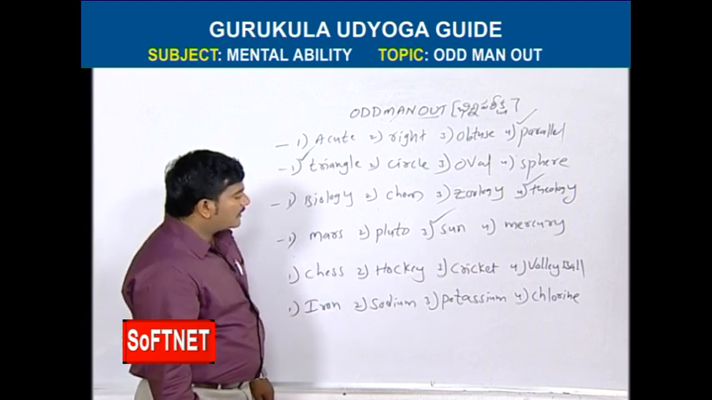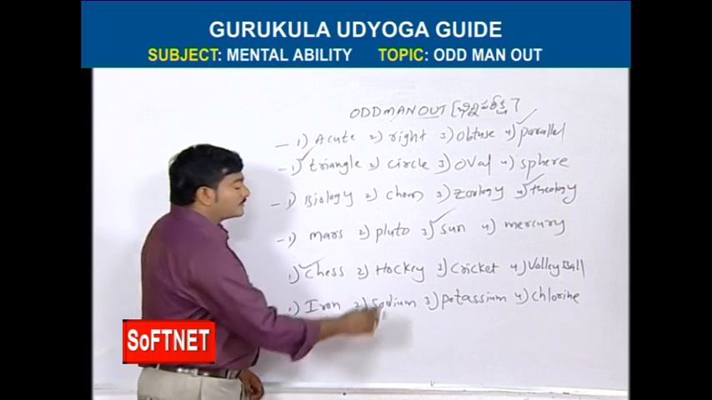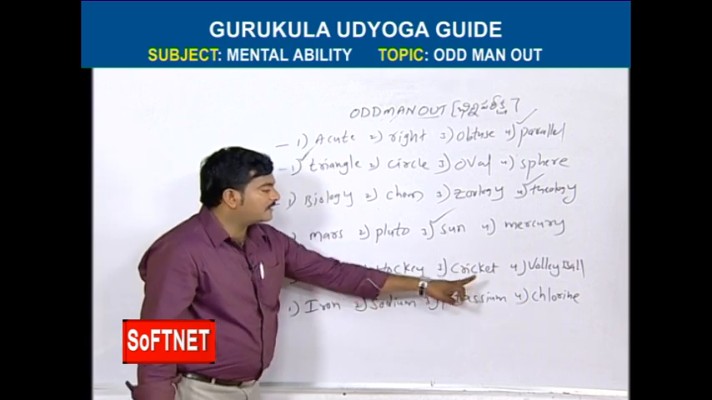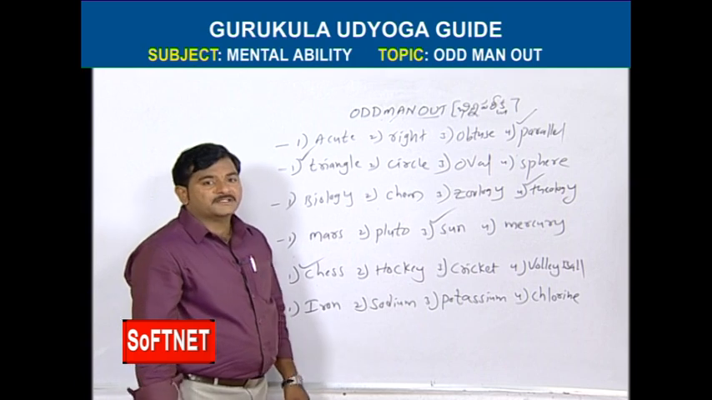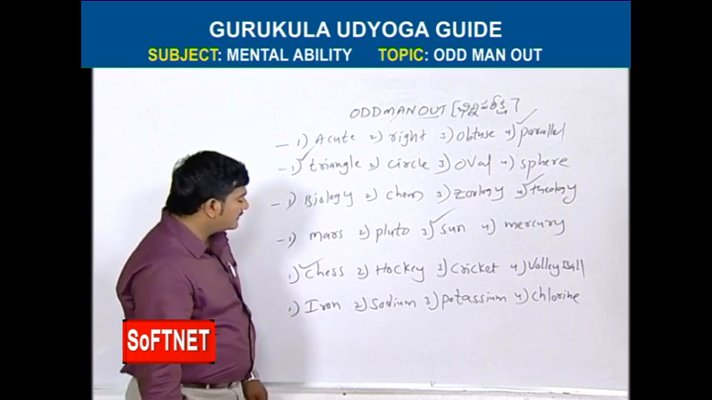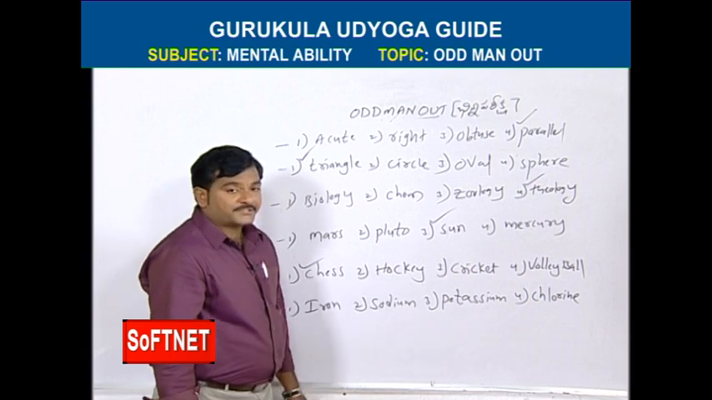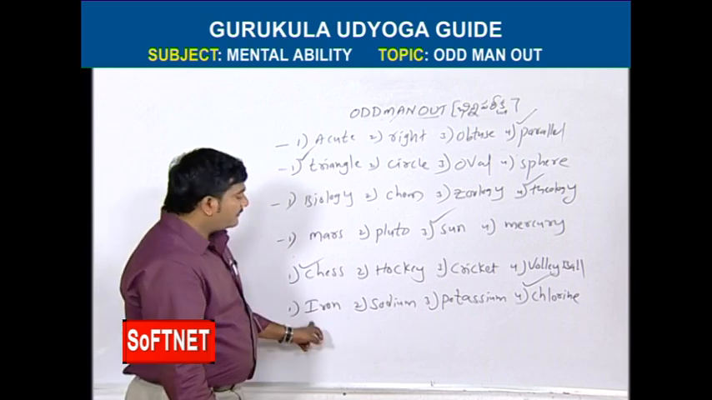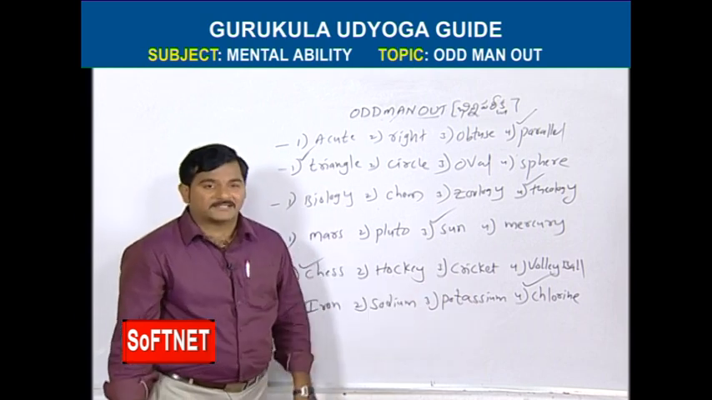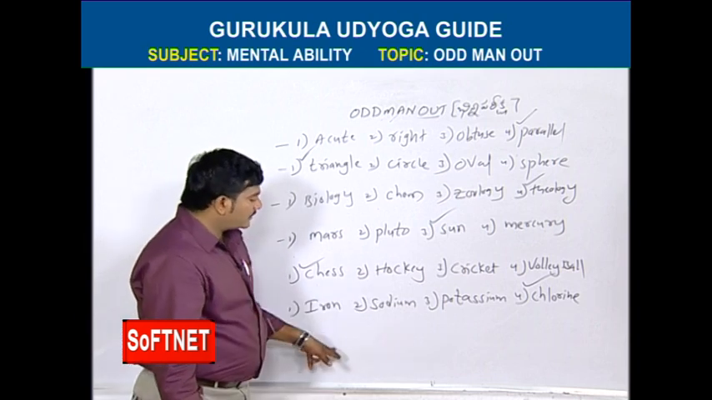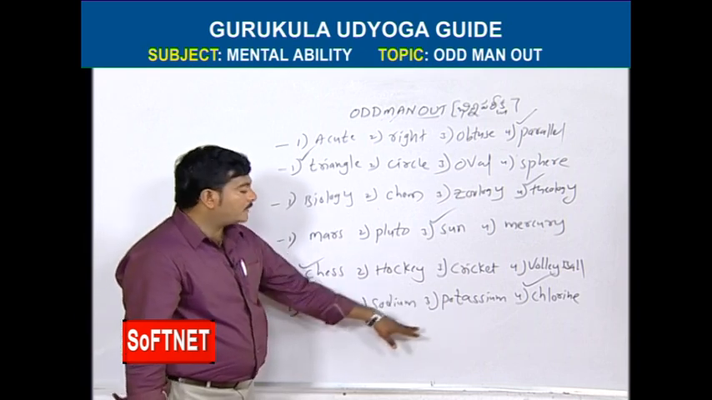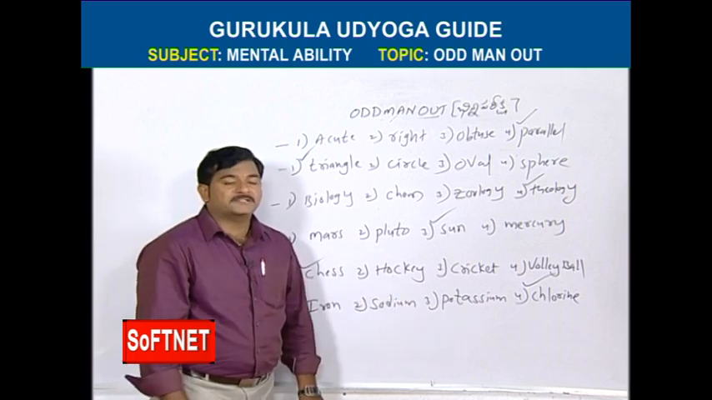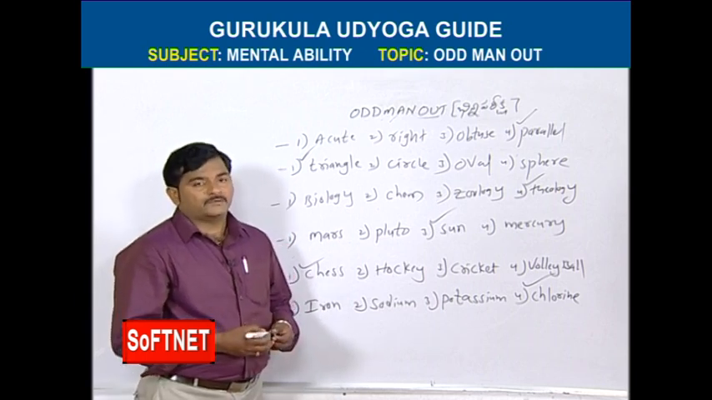Like that, chess, hockey, cricket, volleyball. The answer is chess. Why? Hockey, cricket and volleyball are outdoor games, whereas chess is an indoor game. Now the final one: iron, sodium, potassium, chlorine. It is also very clear. The answer is chlorine. Why chlorine? The remaining three are metals, whereas that is a gas, it is not a metal. ఇవన్నీ కూడా లోహాలు: ఐరన్, సోడియం, పొటాషియం, ఇవి మెటల్స్, లోహాలు అన్నాం. Whereas chlorine is not a metal, it is a gas, అదొక వాయువు, లోహం కాదు.